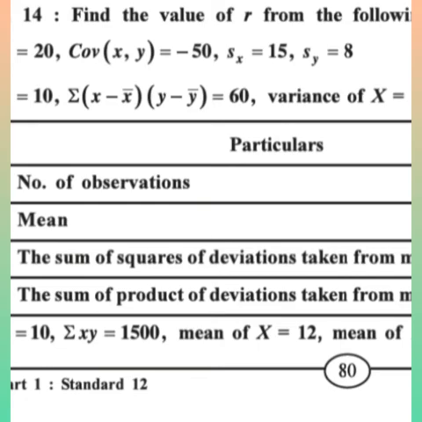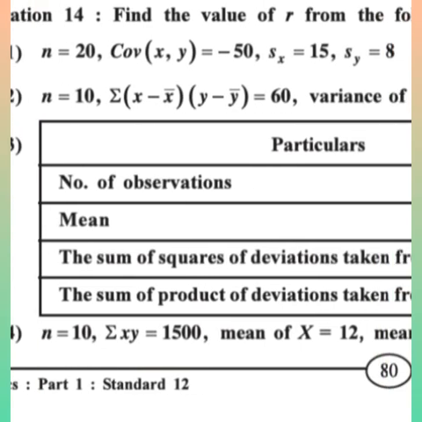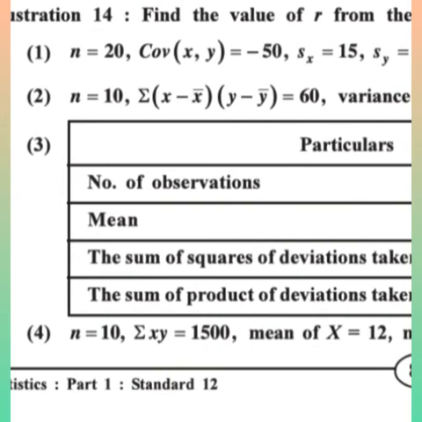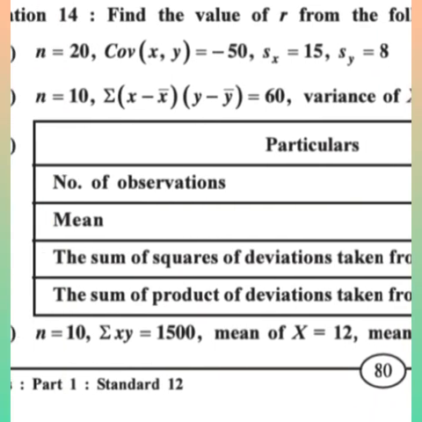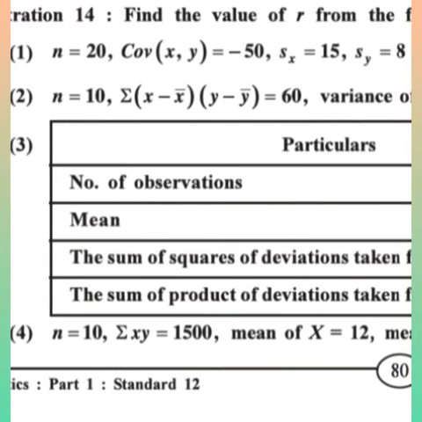So what could be the formula used over here? The formula for r that we are going to use for the first sum is covariance xy upon sx into sy. I repeat, covariance xy upon sx into sy. Why? Because they have given us all these ingredients for the first sum. So that is the formula we are going to use for the first sum.